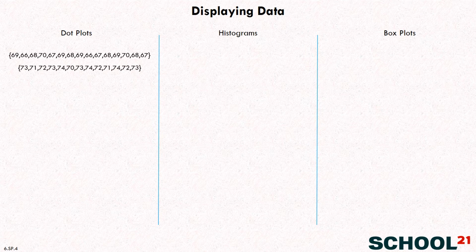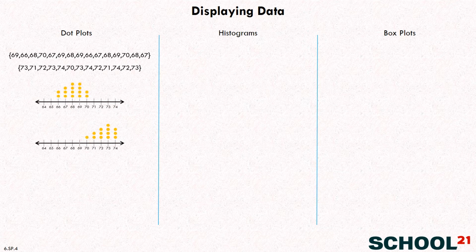So here are two data sets. And as I said, you can list all the numbers in a data set, but sometimes for us as human beings, it's hard to just look at numbers and see what they might mean. So if we actually graph these two different data sets on a number line with one dot for each data point, we create what's called a dot plot. And here are the two dot plots. This dot plot is for the top data set, and this dot plot is for the bottom data set.